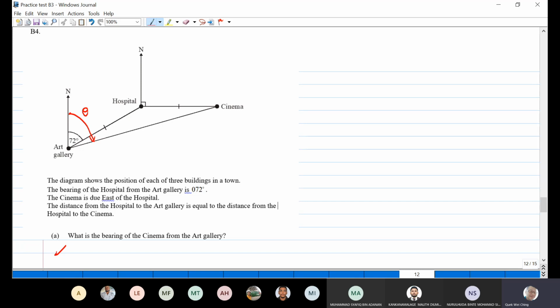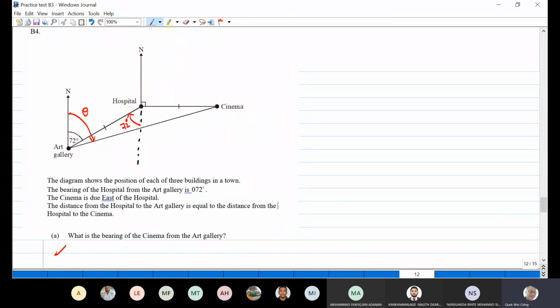Okay, so this is just part A only. I will not show you part B and part C because this is just a standard bearing question. So let's look at angle H first. Before I do that, let's try to figure out this angle first. So from here to here, this angle is 72, right? Same. Okay, this angle is 72.